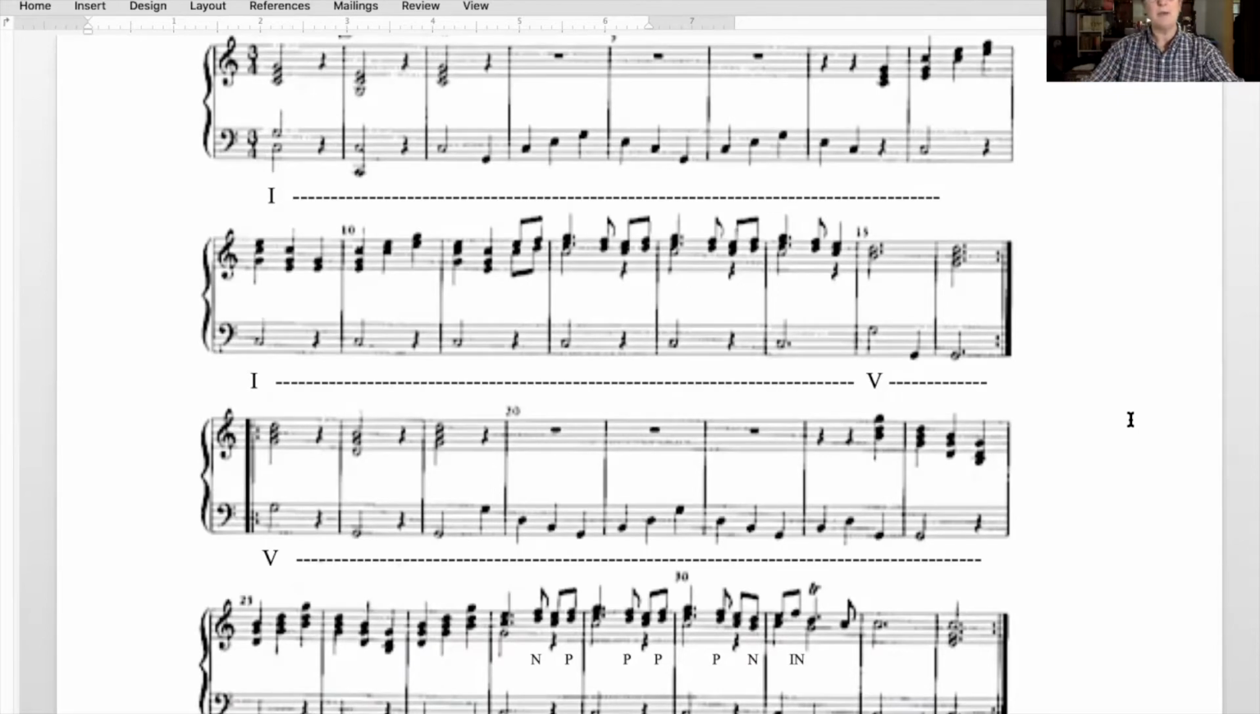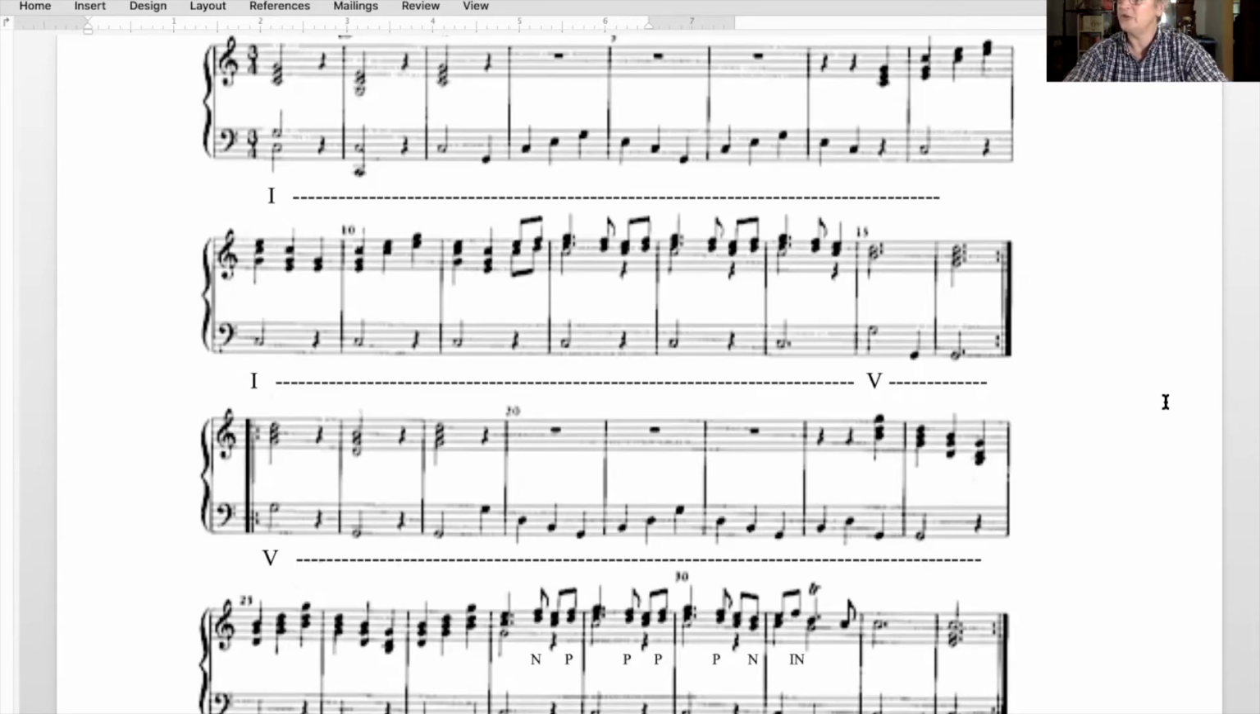Okay, so let's talk about the different functions of tonic and dominant harmony in this piece. First of all, I'll start with tonic harmony. I have 3 points to make about the function of tonic harmony in this piece. First of all, the tonic is a starting point for the progression.